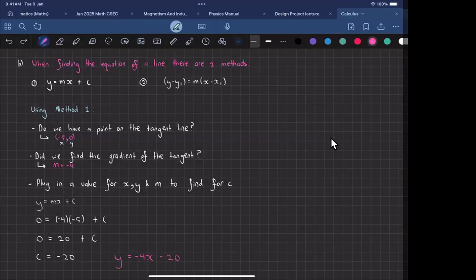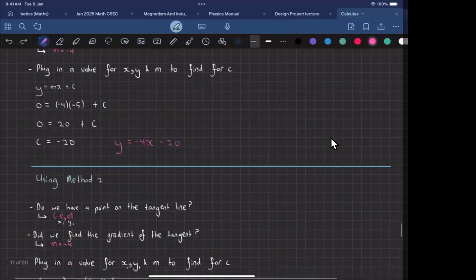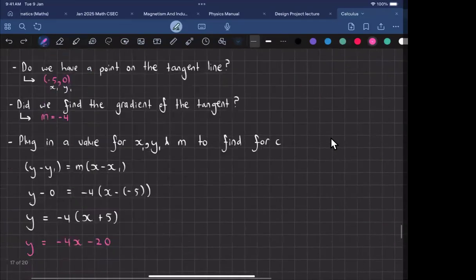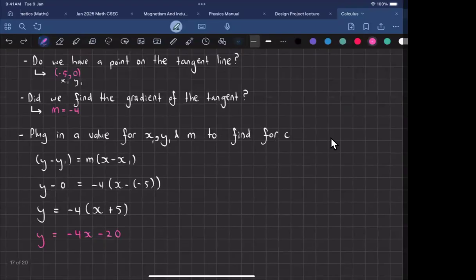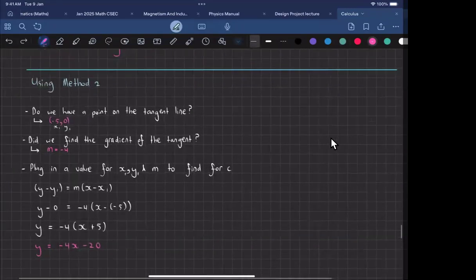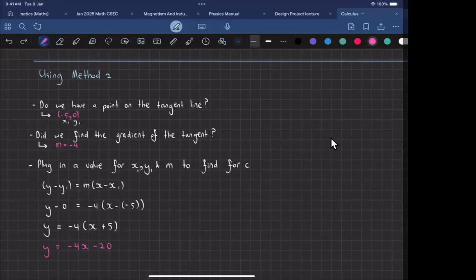All right. So does everybody have this copied down exactly how it is? Kiara? Yeah, I have the exact same thing. Okay. All right. So this is method two. It's the same kind of steps. You need a point and you need a gradient. So minus 5 is x1, 0 is y1. You're just plugging it in. So y minus y1, y minus 0 is equal to minus 4 times x minus minus 5, right? You simplify and you expand and you get the exact same answer. So Kirsten, this is method 2. Copy this down since this is the one you primarily use.